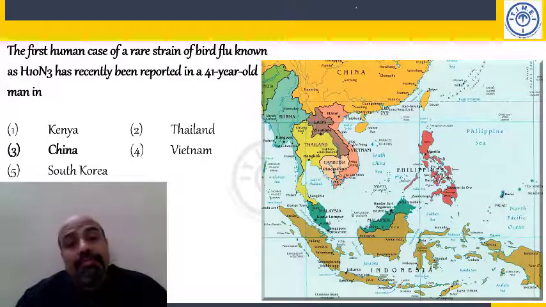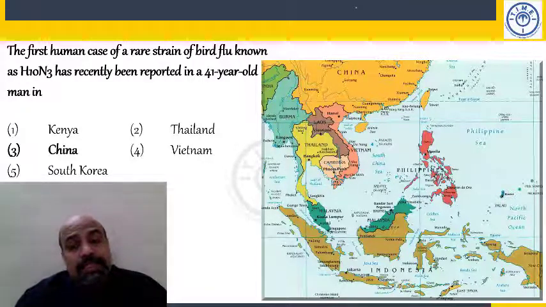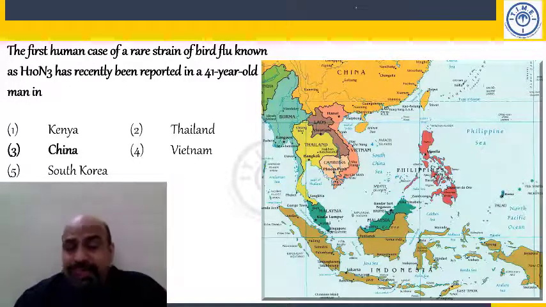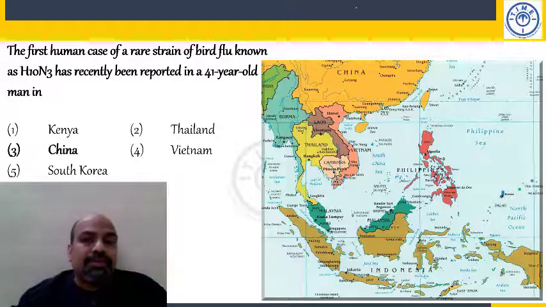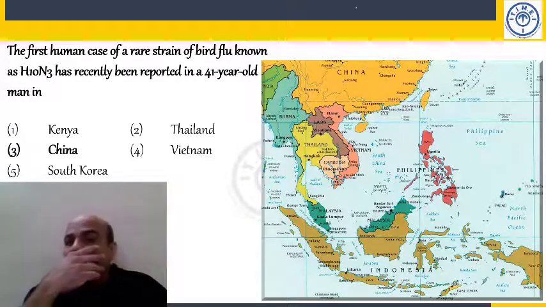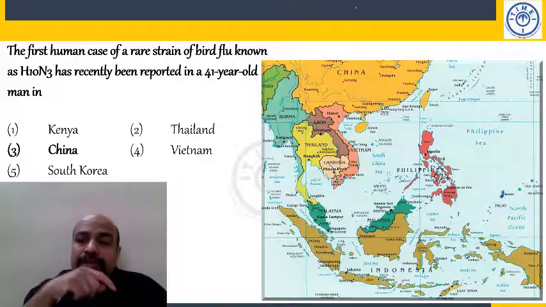The first case of a rare strain of bird flu known as H10N3 has recently been reported in a 41-year-old man in China. Now, this is quite far from where coronavirus is. I'm not talking of the place. I'm talking of this strain, which is very rare. It's very difficult to spread actually. But let's hope this does not become another pandemic. So from poultry, this virus has jumped to a man in China, and things are pretty bad in large parts of the world anyway.